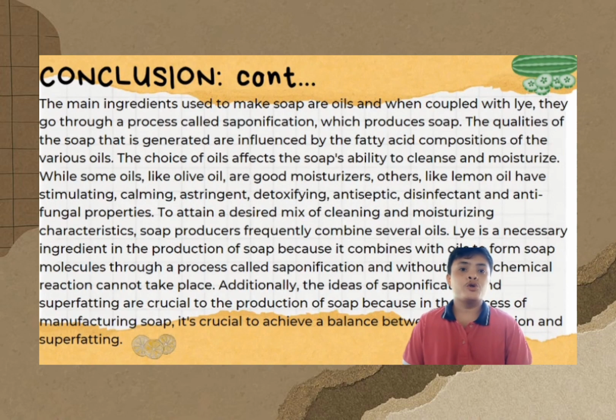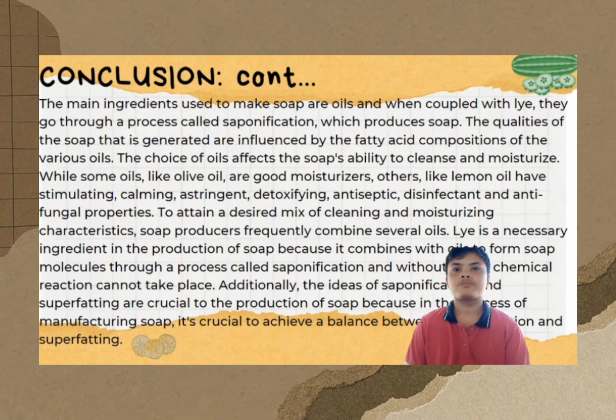And we conclude also that the main ingredients used to make soap are oils, and when coupled with lye, they go through a process called saponification, which produces soap. So we conclude also that lye is not the only thing needed for the production of soap, it also needs oils, and we will soon find out why the production of soap needs oil together with the lye.